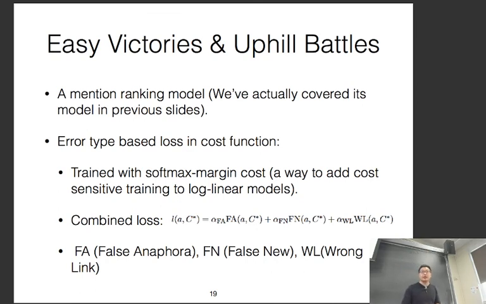They design their objective around different error types. We have 7 error types we just talked about. Here they use 3 of them. False anaphora means you should have connected to something before, but you didn't. False new is you shouldn't have created a new cluster, but you did. And wrong link basically connects to the wrong cluster. Note that they don't consider anything about mention span, only coreference linking errors. So there are 3 different coreference linking errors. The combined loss is just the loss of each one of them. They have 3 hyperparameters to tune here. It's very hard to tune, but they finally get it done. It's very impressive.